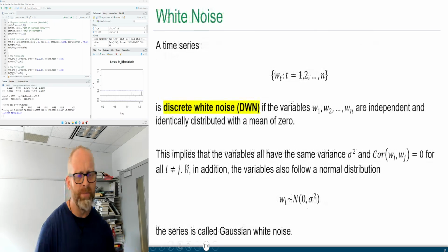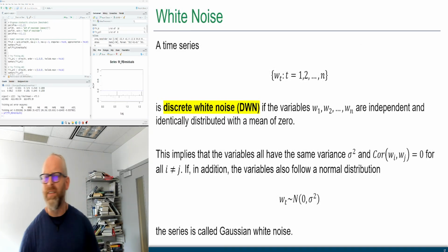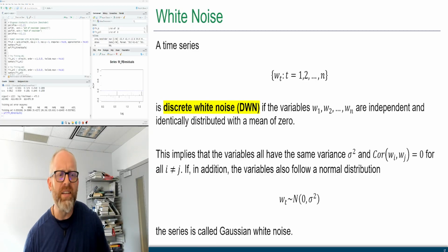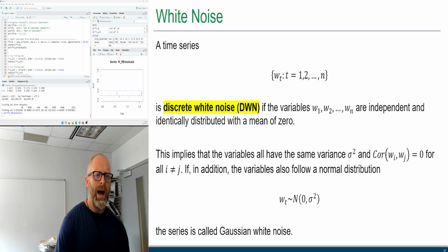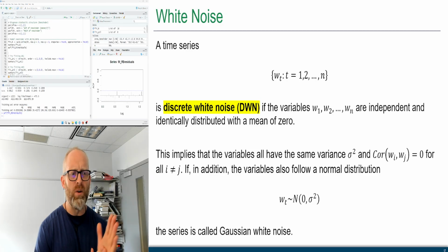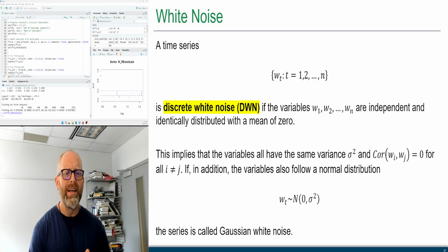Here we go. Let's define white noise. I believe I've mentioned it already. We'll use the notation W sub t this time around instead of X sub t. This indicates we are dealing with discrete white noise. If the variables W1 all the way up through Wn are independent and identically distributed with a mean of 0, then what we have is white noise. Specifically, if this follows a normal distribution with a mean of 0 and a variance of sigma squared, then this is called Gaussian white noise.